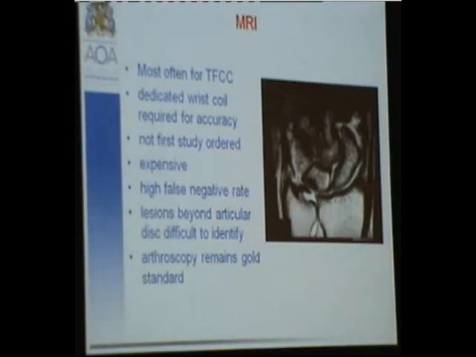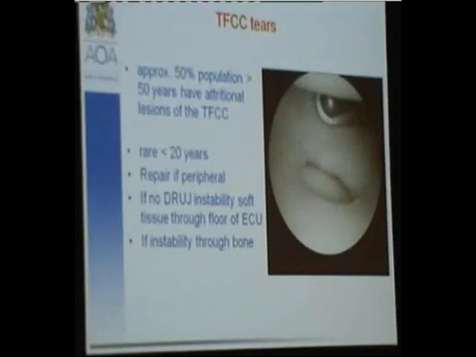So this is what a TFCC tear looks like. That's a central tear. It's been debrided, but about 50% of the population over 50 will have an attritional tear of it anyway. It's pretty rare under 20 years of age. And really, I think the simplest way to think about it is like the meniscus in the knee. There's a central avascular portion and a peripheral vascular portion. So in that setting, you can't fix the ones that have no blood supply, so you chop it out, and the ones that have a blood supply you can fix, so go ahead and fix it.